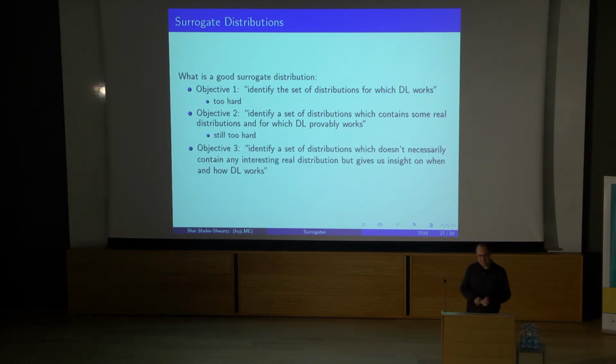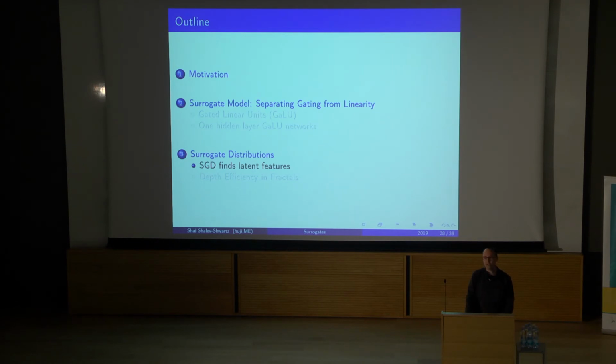So what I propose is something much more modest. We would like to identify a set of distributions which is not interesting by itself at all. It doesn't necessarily contain any interesting real distribution. But maybe it will give us insight on when and how deep learning works. So again, it will not help you in any way but getting insight. So I'm going to show you 2 such distributions. Both of them are not interesting by themselves. But they give a lot of insight on what's going on in deep learning.